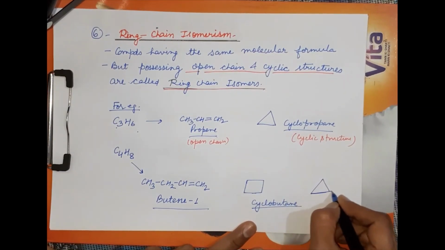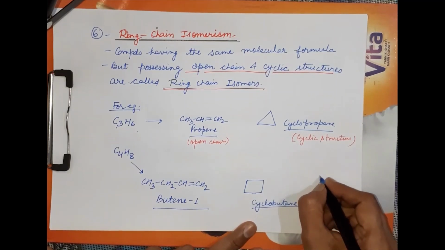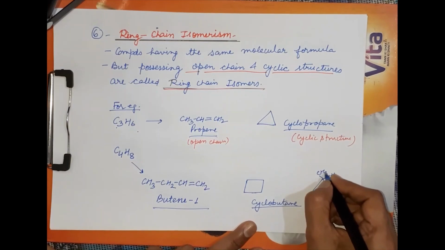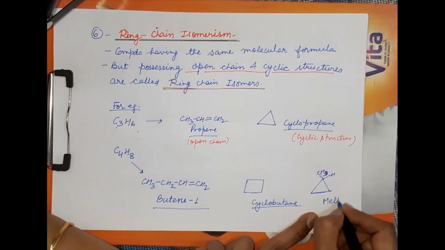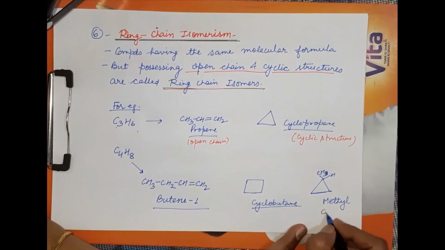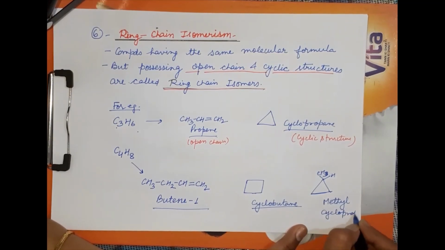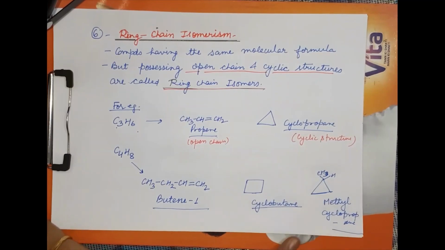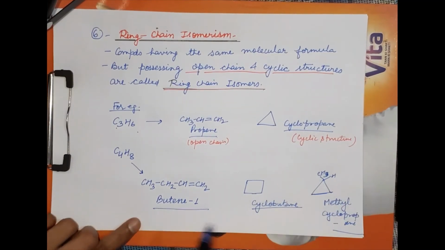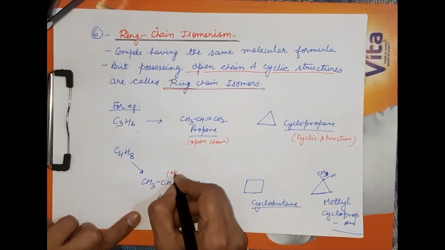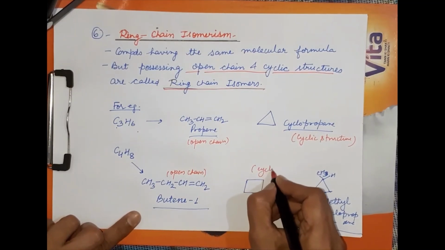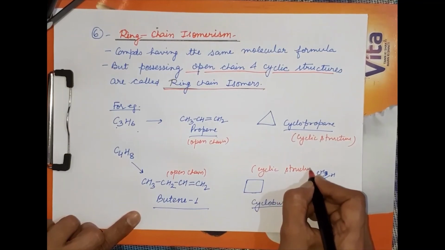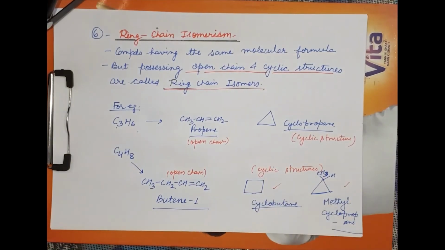And one more way is there to write it. It can be written like this. This is the cyclopropane ring having the CH3 group here. In this way also it can be written, and this is methylcyclopropane. So this one is the open chain, and both these are the cyclic structures. So this is the ring chain isomerism.